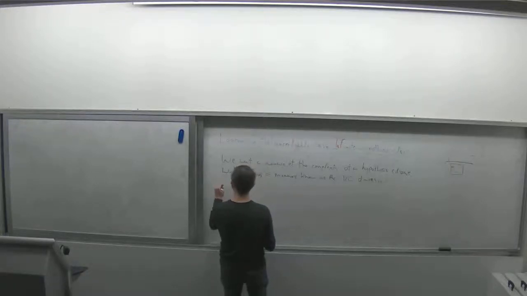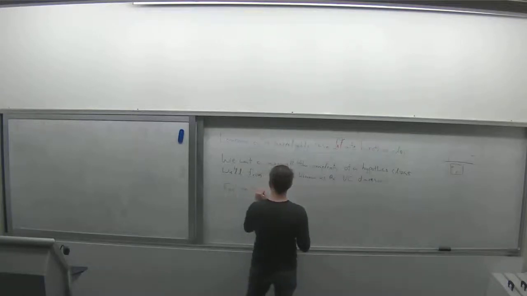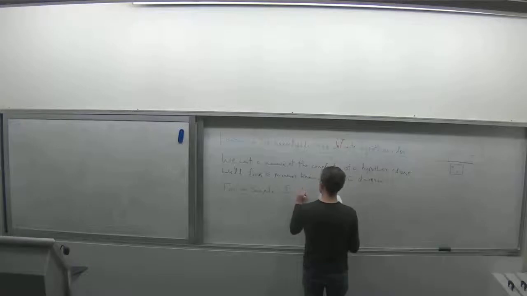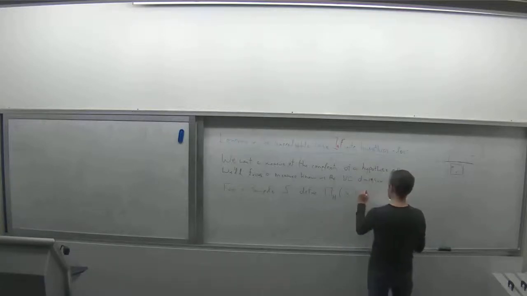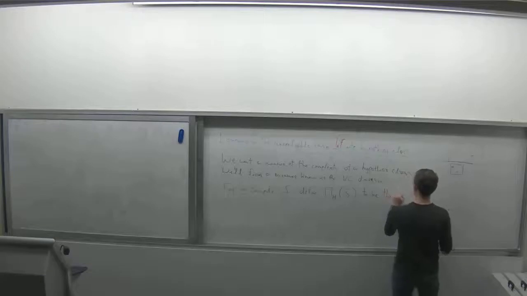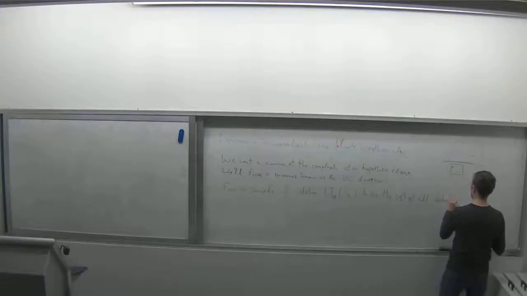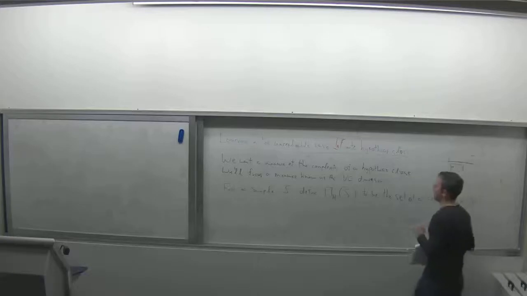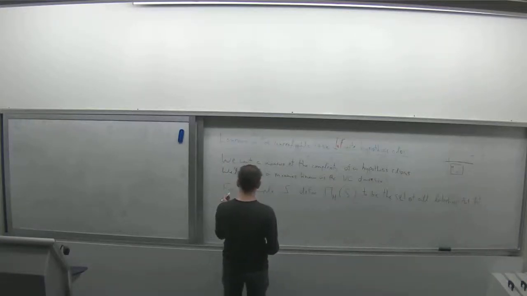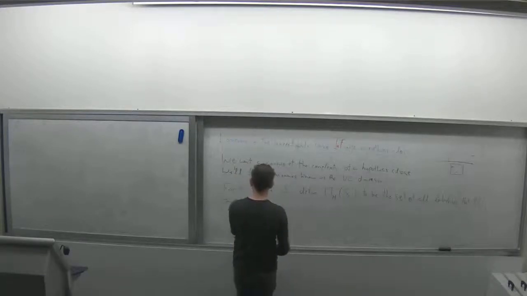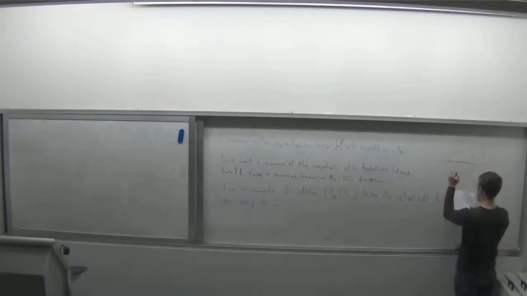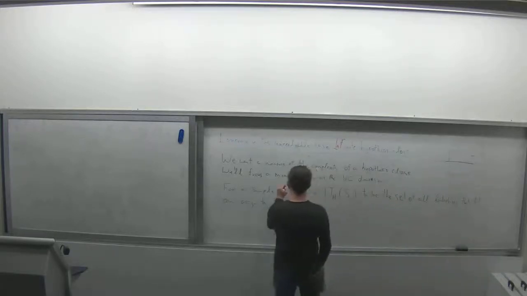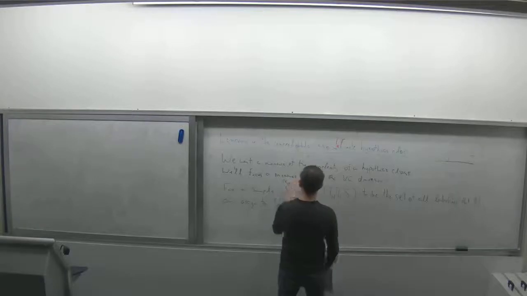Okay, so there'll be some definitions now. For a sample S, we define Pi_H(S), where H is a hypothesis class, to be the set of all labelings that H can assign to S. So, for example, by S I mean S is x1 to xn, so there are n points.